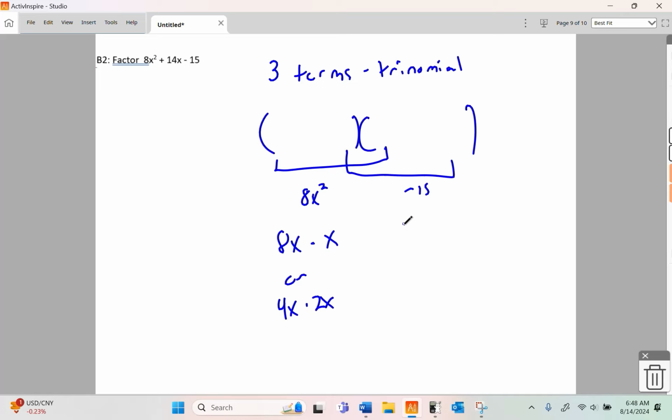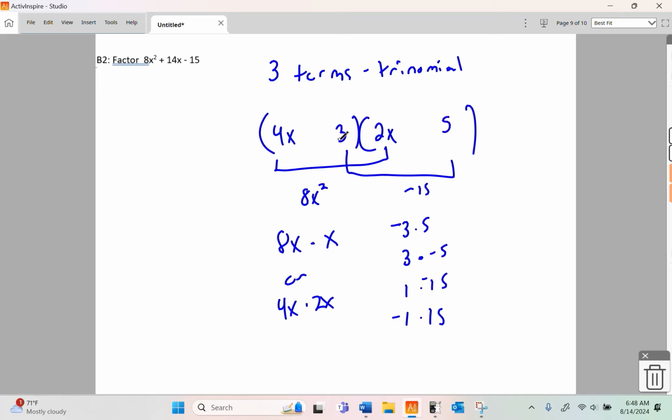And I could do 3 times 5 when I'm negative. I could do 1 and 15, and one of them negative. So you can see that on this particular problem, you have lots of options. Glancing at this one, I feel like I want to do 4x and 2x. But I've been factoring for a long time. I also want to use the factors 5 and 3.